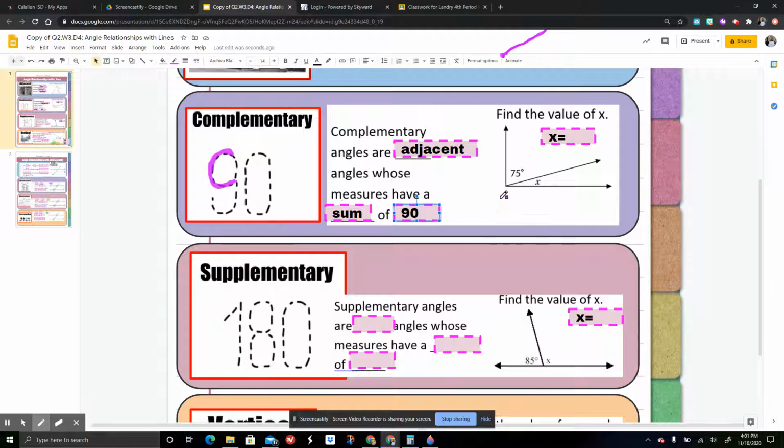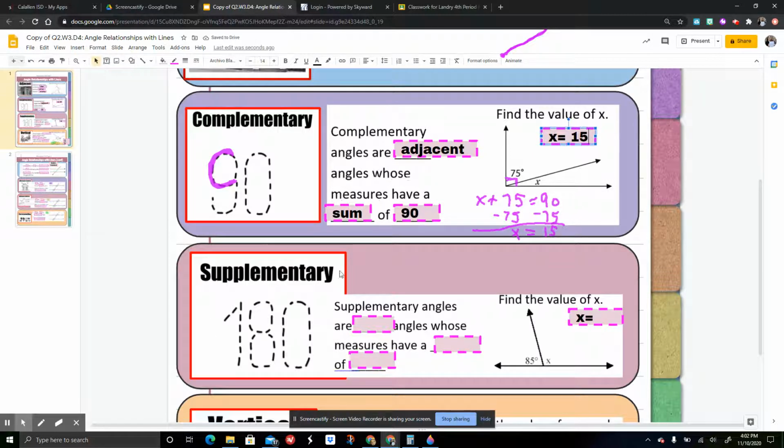What that means for you is if you are told that two angles together form a right angle or add up to 90 degrees, you would say x plus 75 equals 90. And you can subtract 75 from 90 to find out what x is. And so 90 minus 75 is 15. So this right here, x, is 15.